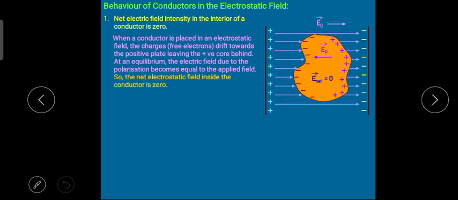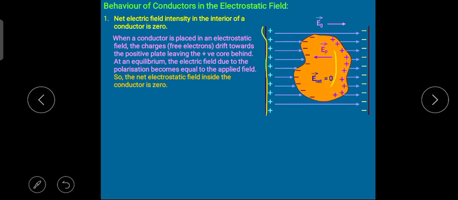when a conductor is placed in an electrostatic field, the free electrons inside the conductor arrange themselves in such a way that the positive plate attracts the negative charges of the conductor, and the positive charges of the conductor will be attracted by the negative plate. So what does it mean, sir? This means that they are drifting towards the positive plate and leaving the positive core behind.